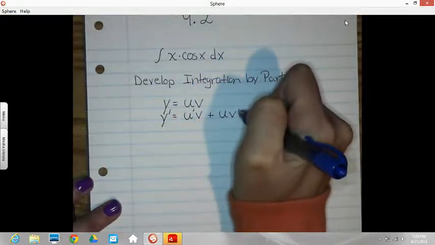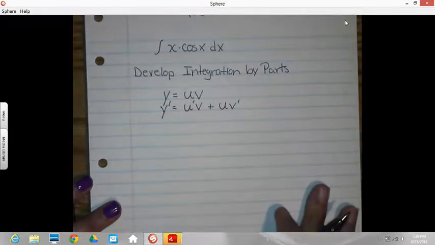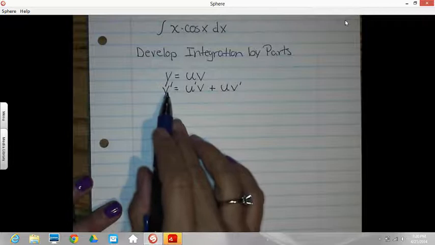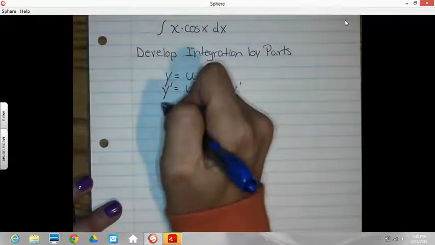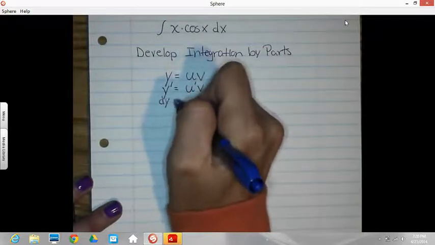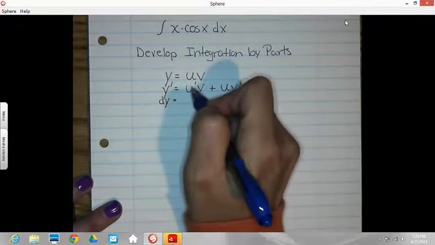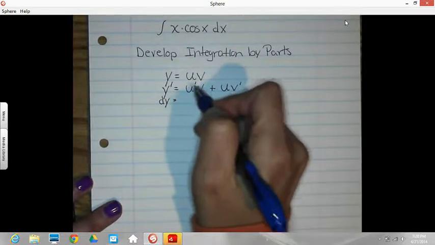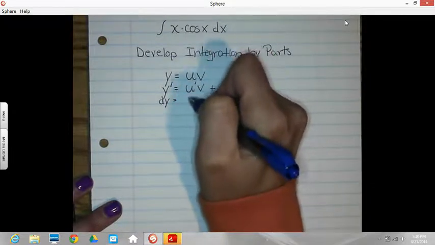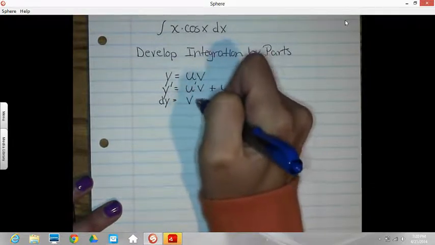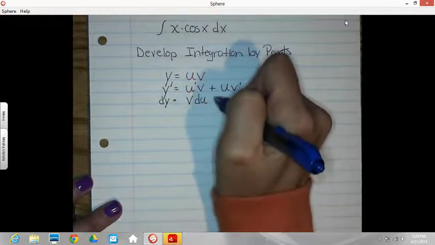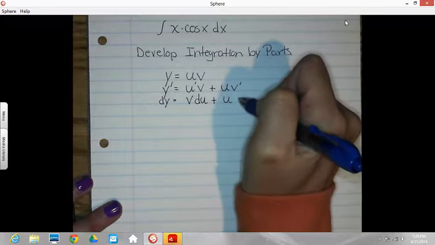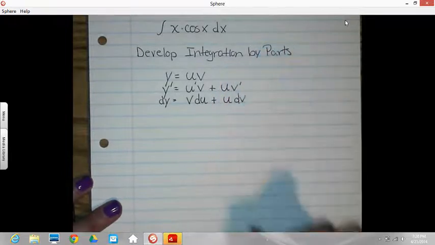Okay, now all I'm going to do is switch these primes out for the differential version of it. Y prime would be dy. U prime would be du. And I'm going to flip the v in front. So I'm going to commute these because they're multiplied. The order doesn't matter. So I'm going to switch the order and make the u prime du, derivative of u. Here I'm going to leave the u and switch the v prime to dv, derivative of v. So this is the book notation. I just know you know the prime stuff.